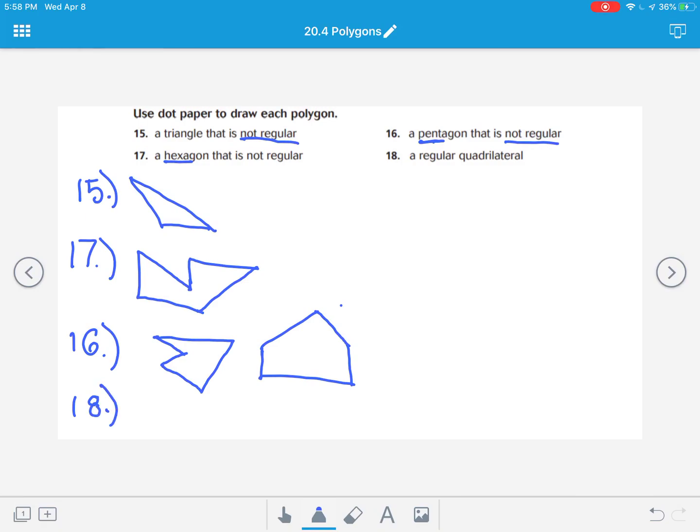All right, number 18, a regular quadrilateral. A regular quadrilateral means it needs to have all the same sides. So let's draw a square. It would have all the same sides, and just do the best you can. I'm not going to judge you. This is again where the dot paper would come in handy, but try to get those sides as equal as possible so it looks regular.